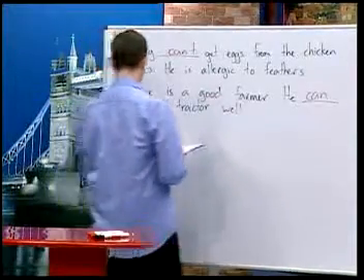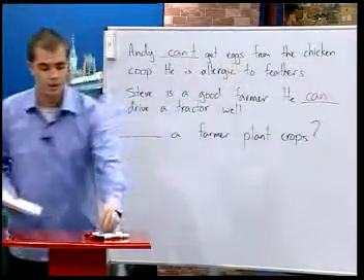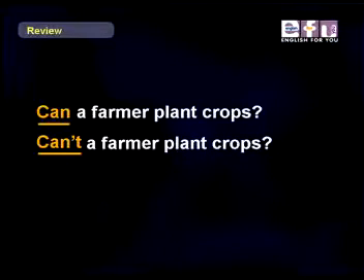Okay, Rosa. Something a farmer plant crops. What do you think? You can use both. Can a farmer plant crops or can't a farmer plant crops? Okay, good. Can or can't. Can a farmer plant crops? Can't a farmer plant crops?